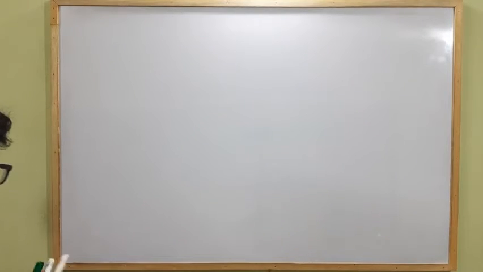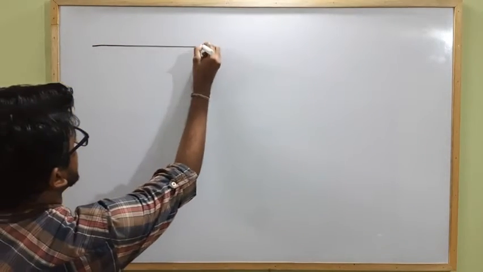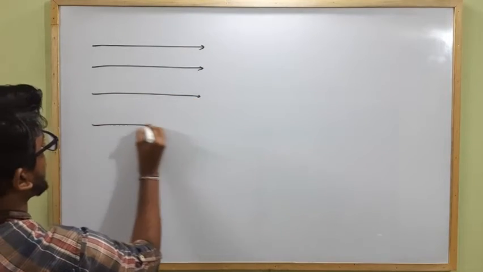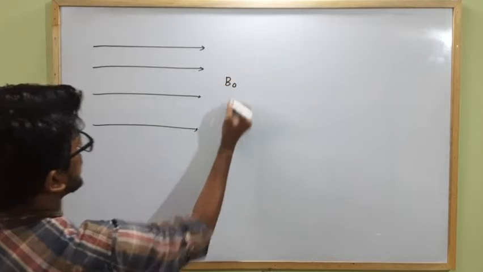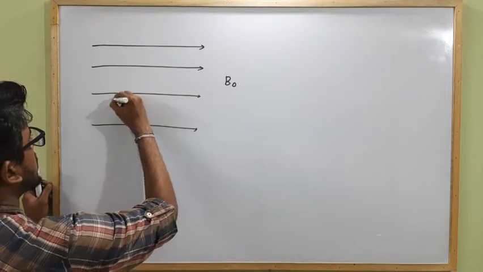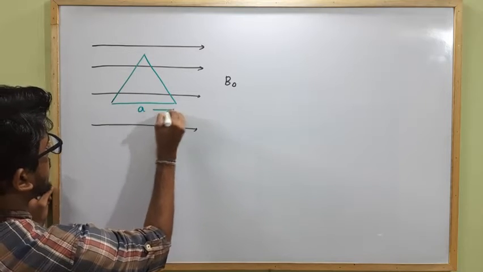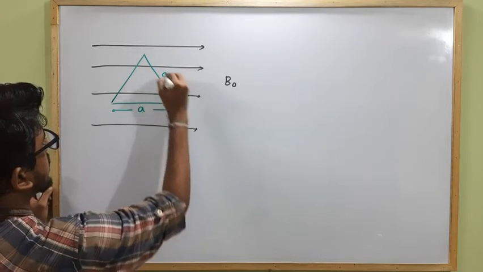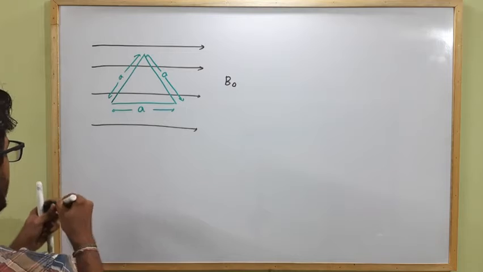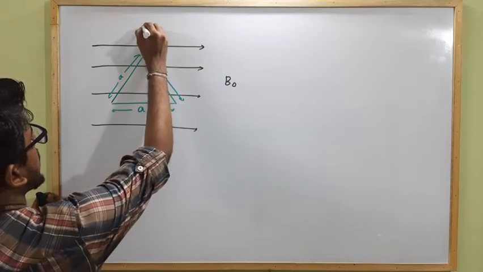So next question, there is a horizontal magnetic field. The strength of the magnetic field is B naught. Within it there is a coil in the shape of an equilateral triangle, each side A. This is an equilateral triangle of side A, and it is rotating about an axis XY.